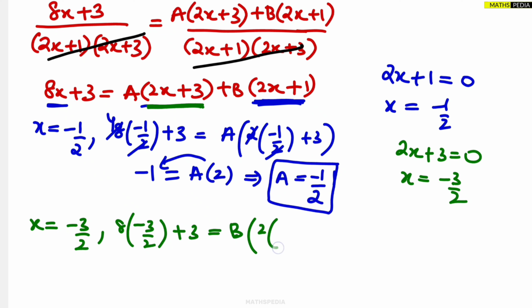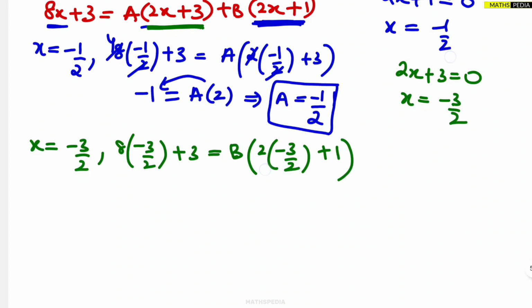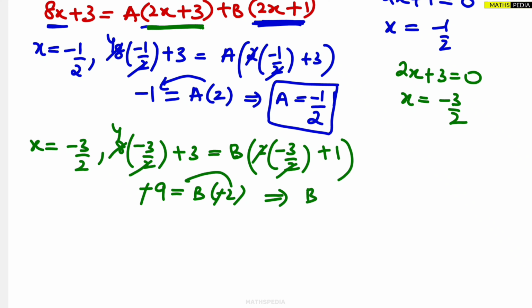So it will be 2 into minus 3 by 2 plus 1, right? So 2 and 2, 4. Minus 12 plus 3 is minus 9 is equal to b into. Now 2 and 2 gone. Minus 3 plus 1 is minus 2. So minus minus cancel. So b value you can write it as 2 will go there. B is equal to 9 by 2. So we got two constant values a and b.